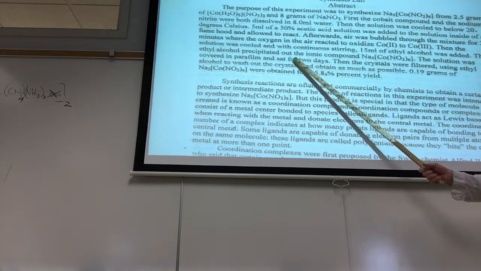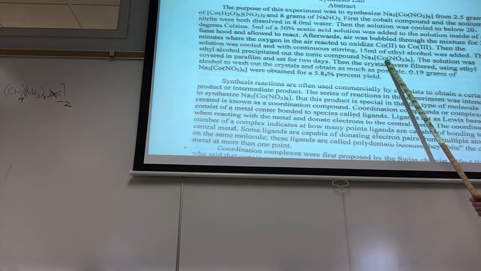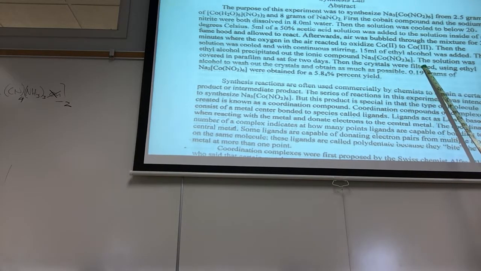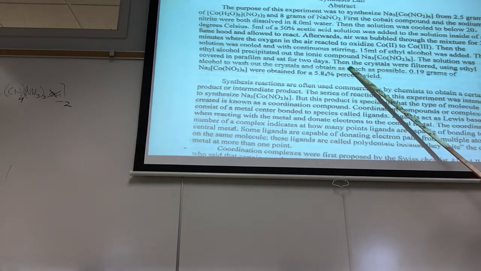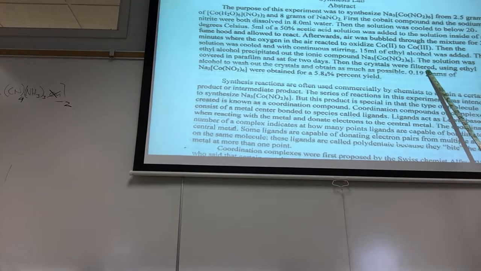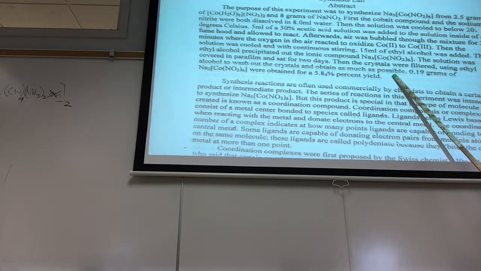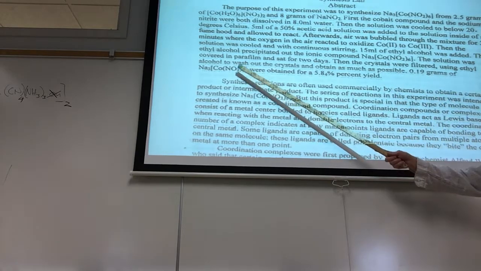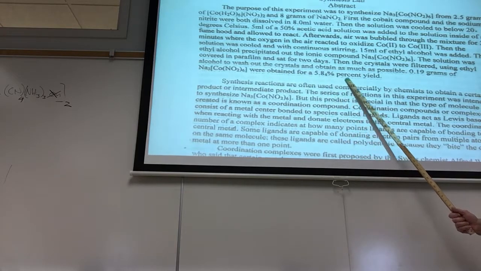The ethyl alcohol precipitated out the ionic compound sodium hexanitritocobaltate(III). The solution was covered in parafilm and sat for 2 days. Then the crystals were filtered using ethyl alcohol to wash out the crystals and obtain as much as possible. 0.19 grams of sodium hexanitritocobaltate(III) were obtained for a 5.84% yield.